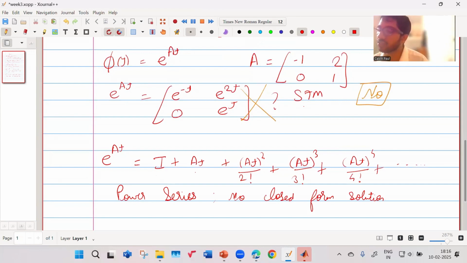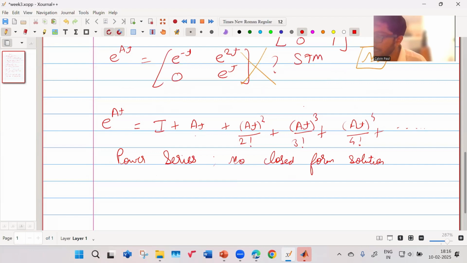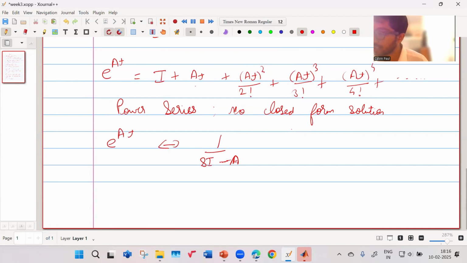So there is another method in which you take the Laplace transform. We know that if this is e to the power A t, its Laplace transform is 1 upon s minus A. So e to the power A t is the Laplace inverse of sI minus A inverse. Let us look at one example.